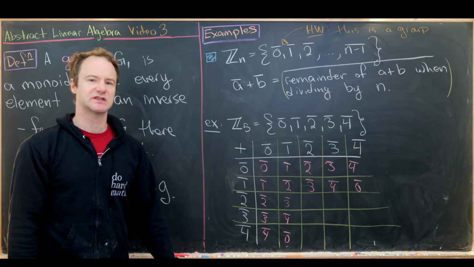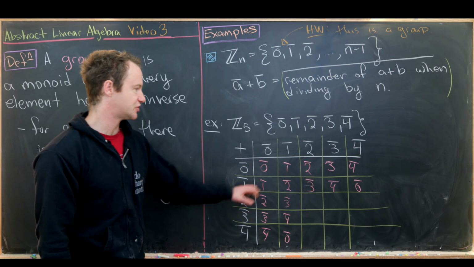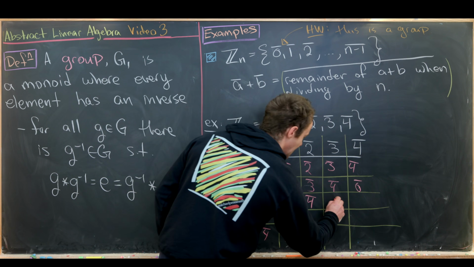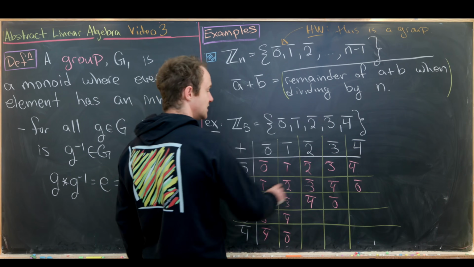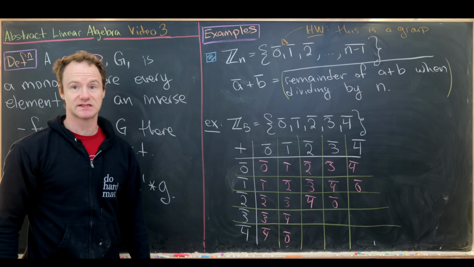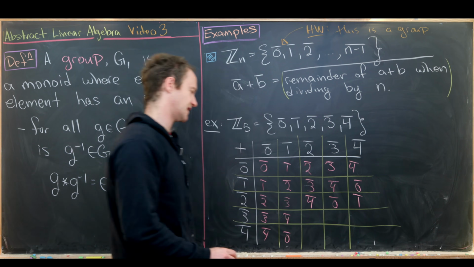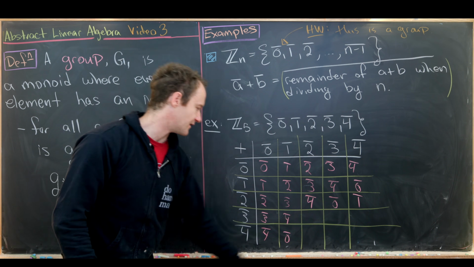And now you can start to fill it in pretty easily. So notice 2 plus 2 is equal to 4. 2 plus 3 is 5, which is 0 in this case. 2 plus 4 is 6, but 6 has a remainder of 1, so this is going to be 1 in this case. Then we can move down this way as well.